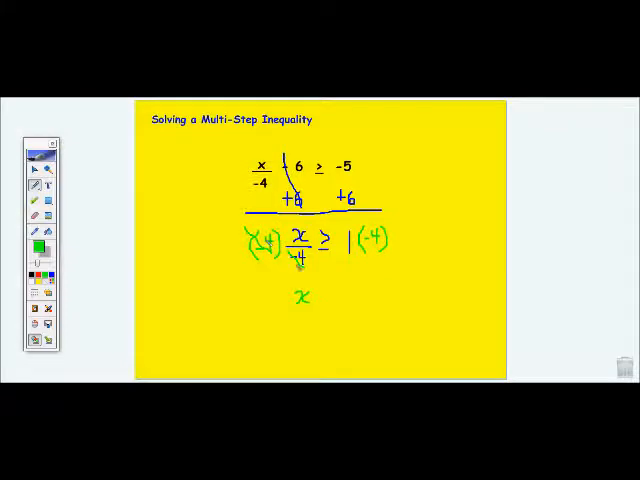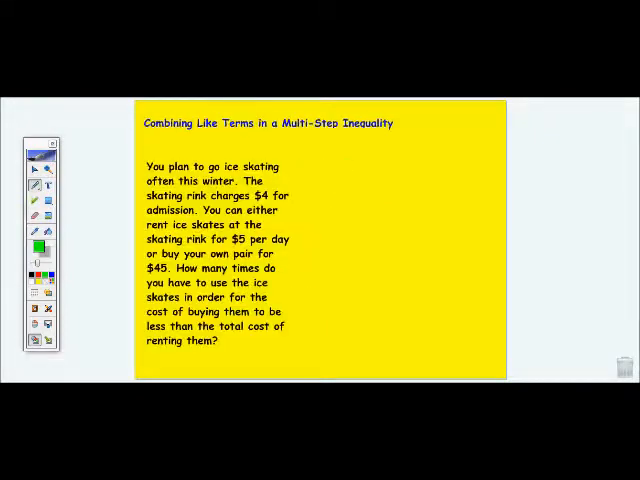I was multiplying by a negative, so I need to reverse the symbol, and 1 times a negative 4 would give me negative 4. As simple as that. Same as equations, except for our one rule: if you multiply or divide by a negative, you need to make sure that you reverse the inequality symbol.